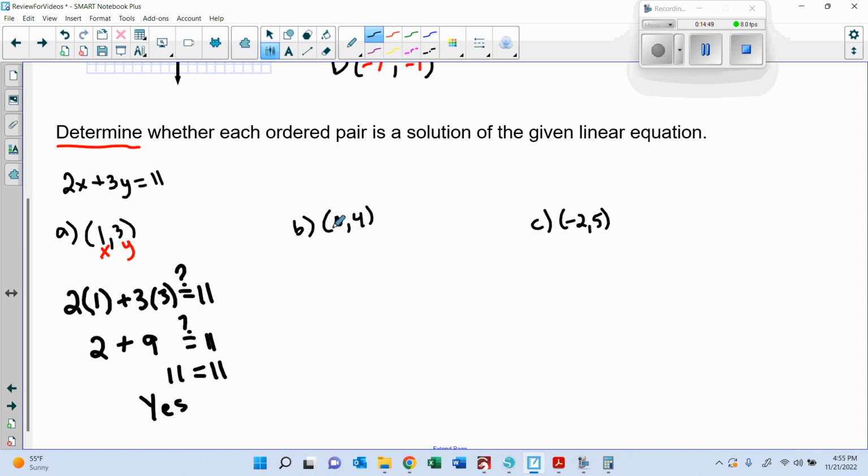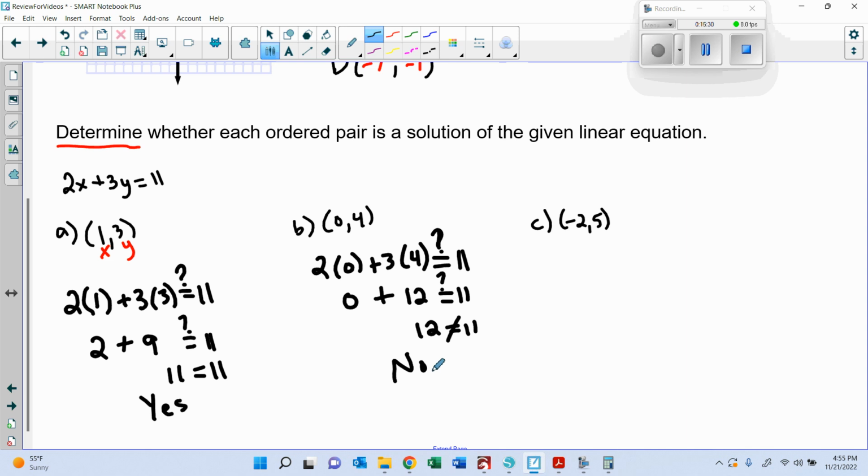Then let's try the next one. So I have 0, 4. So same thing. I'm going to plug in. So the formula says 2 times x but instead of x, I'm going to write 0 plus 3 times y, but y in our problem is 4, question mark equals, does that in fact equal 11? So now we simplify. 2 times 0 is 0, plus, again, we do all our multiplications first, 12. Does that equal 11? Well, the left-hand side is 12. The right-hand side is 11. You can just put not equal to there. So this is not a solution.